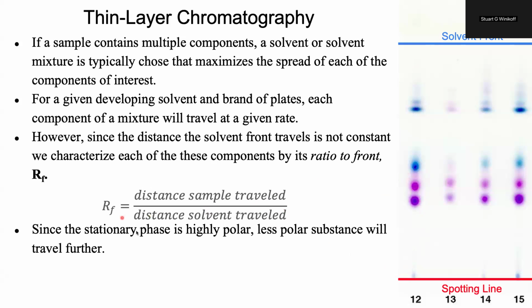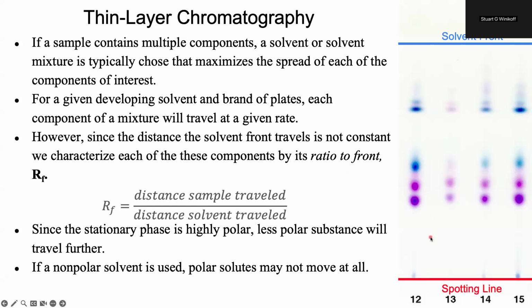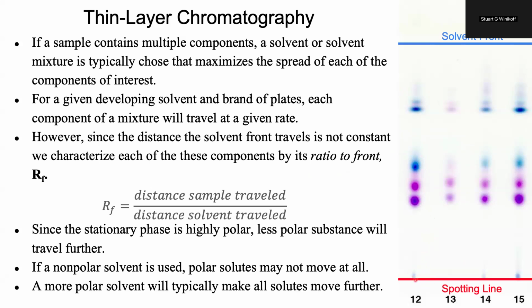Now, since my stationary phase, or that TLC plate, is highly polar, as it's usually silica or alumina oxides, what we're going to tend to find is less polar substances are going to travel much further because they're not going to stick to that plate nearly as well as a more polar substance would. And one of the things you may sometimes find is that if you use a non-polar solvent, any polar substances might not even move at all. Because why would I travel with that solvent when I can hang out with my plate right here? And so they'll stick on the spotting line.